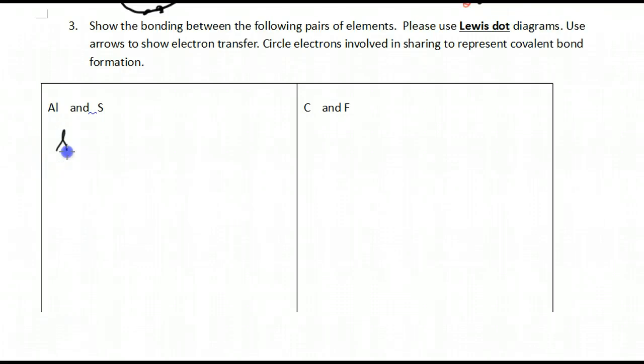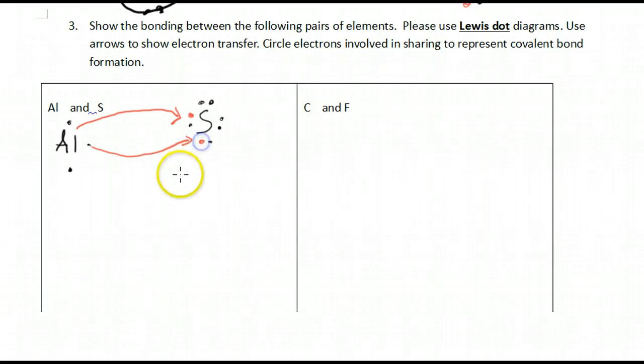So here's aluminum. Whoa, that was kind of weird. So 1, 2, 3, and then sulfur. Put up here. Sulfur is going to have 6. 1, 2, 3, 4, 5, 6. Okay, so we know this is an ionic compound, so sulfur is going to steal these electrons, so we can show that with arrows. Put an arrow over here. So here's 1 of the electrons that it's going to steal, and here is another electron that it's going to steal.